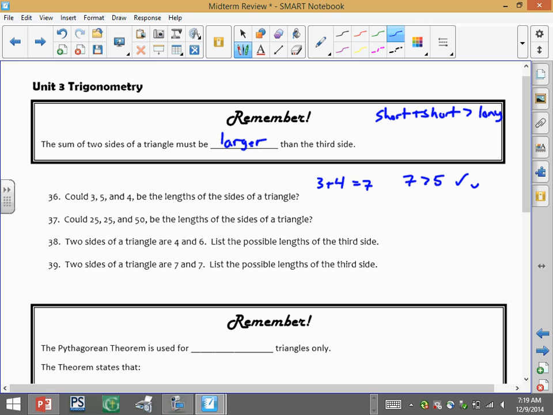Could 3, 4, 5 be a triangle? Yes. 25, 25, 50. So we do 25 plus 25 equals 50. 50 is not bigger than the other side, 50, so no, these do not make a triangle.